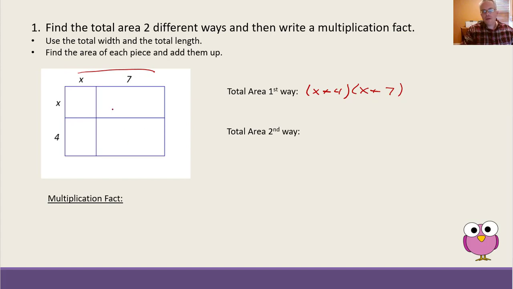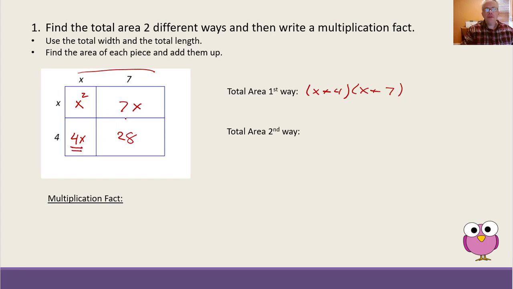Another way is to find the area of each of the pieces and add them up. So this first piece, x times x, is x squared. X times 7 would be 7x. This would be 4x, and 4 times 7 is 28. What we're doing is, in each case, we're multiplying to find the area of the piece. And then we add them up.